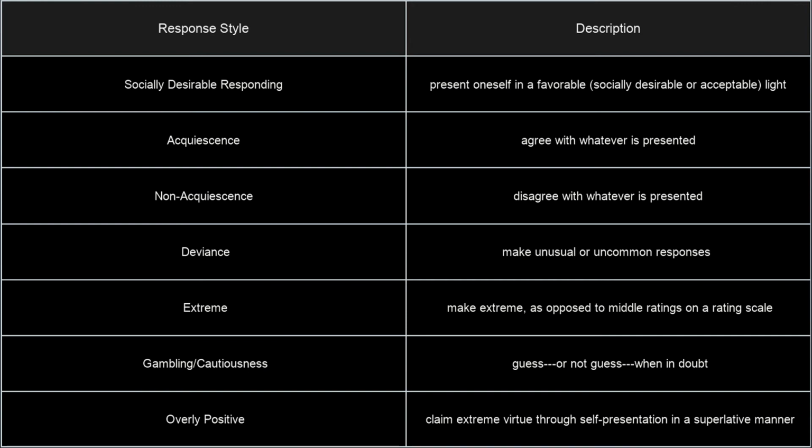Acquiescence naman is you agree with whatever is presented. So, kunwari, I am sad all the time, very agree ka naman dun. Tapos, I am happy all the time, strongly agree ka pa rin dun. I am anxious all the time, strongly agree ka pa rin. Nako, hindi mo na binasa yung questions. So, mahuhuli ka na nung test developers. Hindi to nag-cooperate, hindi inayos yung sagot. Acquiescence to, acquiescence. Non-acquiescence naman is the opposite of acquiescence, which means you just disagree.